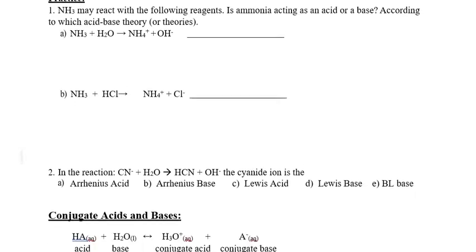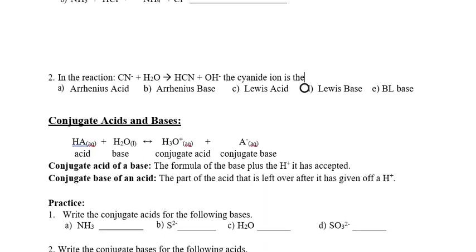As we move on down, in this reaction, you have the cyanide ion reacting with water to produce hydrogen cyanide, plus increasing the hydroxide ion concentration in solution. So our question is this: as you carry out this reaction, the cyanide ion, is it going to be an Arrhenius acid, an Arrhenius base, a Lewis acid, a Lewis base, or a Bronsted-Lowry acid or base? Think through that and answer that question about the cyanide ion.